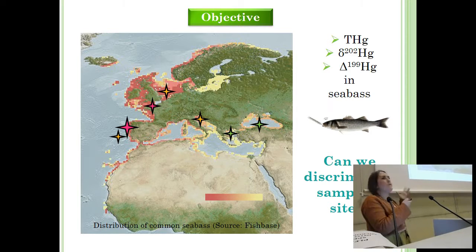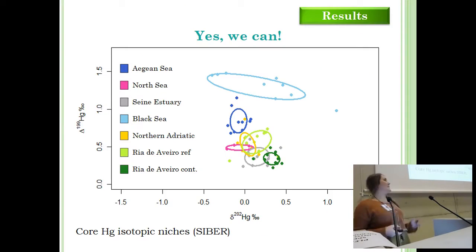And we first wanted to see, is the isotopic composition in the different places different? Another way to put it is, can we discriminate the sampling sites just based on mercury isotopes? Answer is, yes, we can. Here you see small delta mercury 202 reported and big delta mercury 199. But we also calculated the core isotopic niche of each sampling site, and you readily see that they're different. So yes, based on mercury isotopes, we can distinguish our sampling sites.